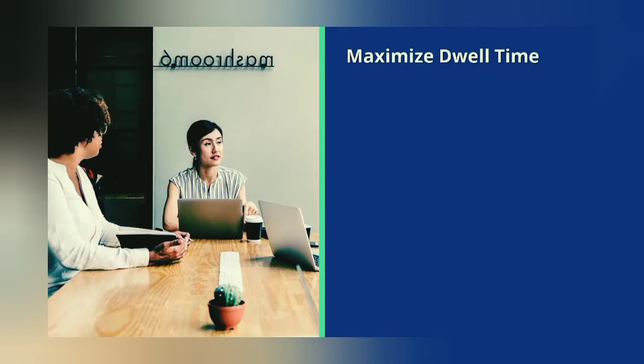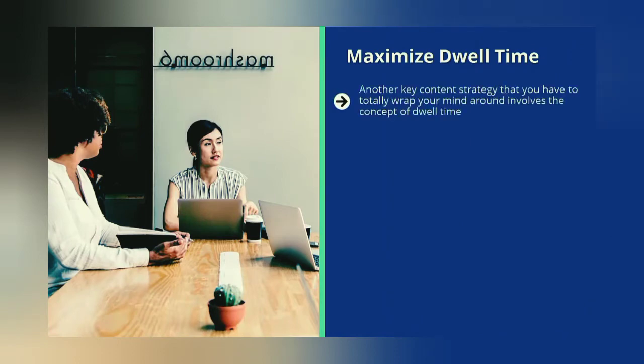Maximize dwell time. Another key content strategy that you have to totally wrap your mind around involves the concept of dwell time. When you get people to visit your website, try to get them to stay for as long as possible. In other words, try to get them to dwell on your content. How come? First of all, Google's algorithm rewards websites that hold people for a longer period of time.